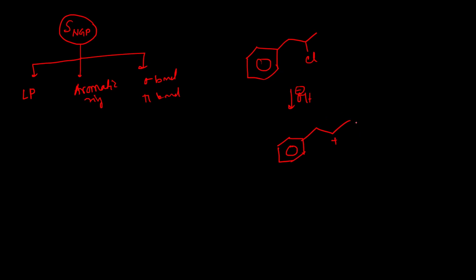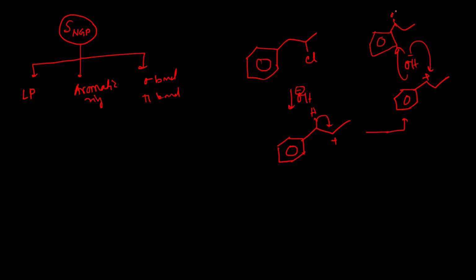If you don't know this SNGP concept, then what will you do? You will make a hydride shift here. So you will make one stable carbocation like this, and then you will treat with OH minus, which will attack here. So you will be making a product like this, but this is not the final product. What happens here? This carbon carbon pi bond will stabilize this.